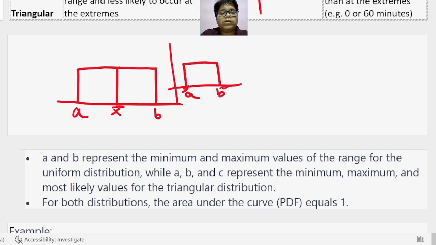Each face of the die has a number, correct? The numbers go 1 2 3 4 5 6, so 1 is the minimum, 6 is the maximum, and each of these has the probability of 1/6. So here f of x is equal to 1 upon b minus a, that is 6 minus 1, so 1 upon 5.